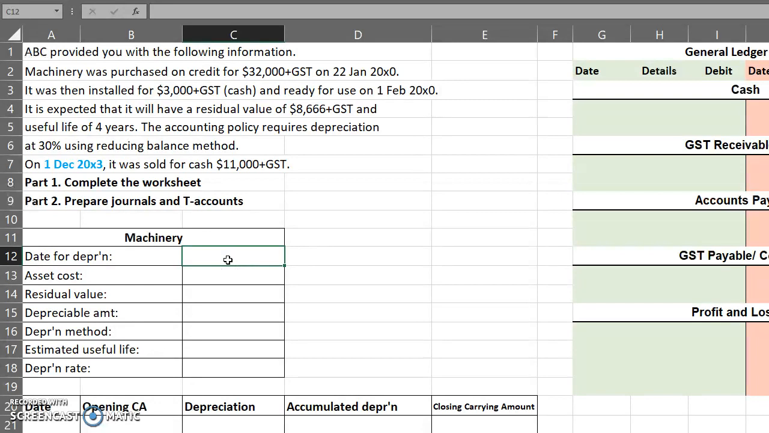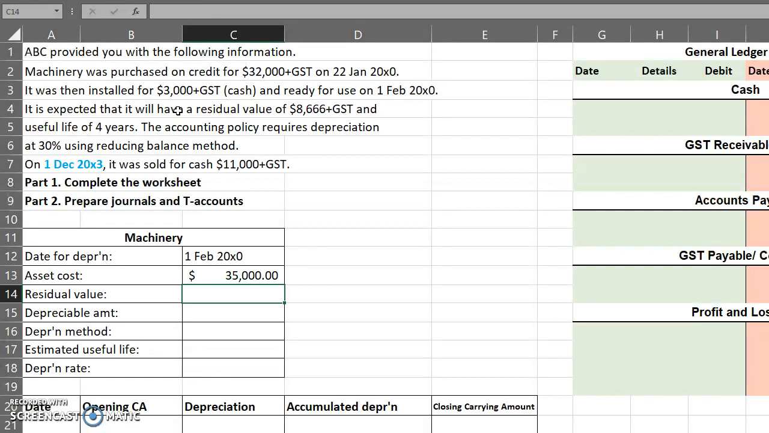So date for depreciation. Machinery was purchased in January, however, we're starting to use it 1st of February. So we're going to say 1st of February 2000. Asset cost. Now we bought it for $32,000 plus $3,000. Installation can be capitalized as well. Please remember we cannot depreciate GST.